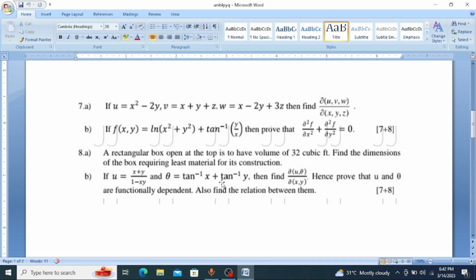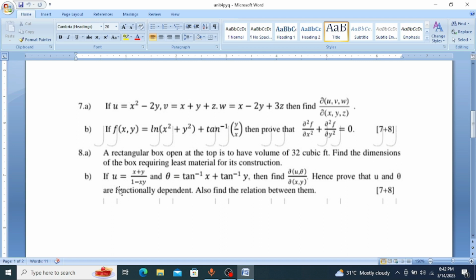So xyz, that is the volume, and nothing but phi is equal to xyz minus 32 equals 0. And then the function comes as xy plus 2yz plus 2zx, which is the function small f. So therefore capital F is equal to small f plus lambda into phi. Now you have to differentiate the capital F function with respect to x, y and z. Then you will get three equations. Solve those three equations, you will get the values of x, y and z. So that will be the dimensions of the box.